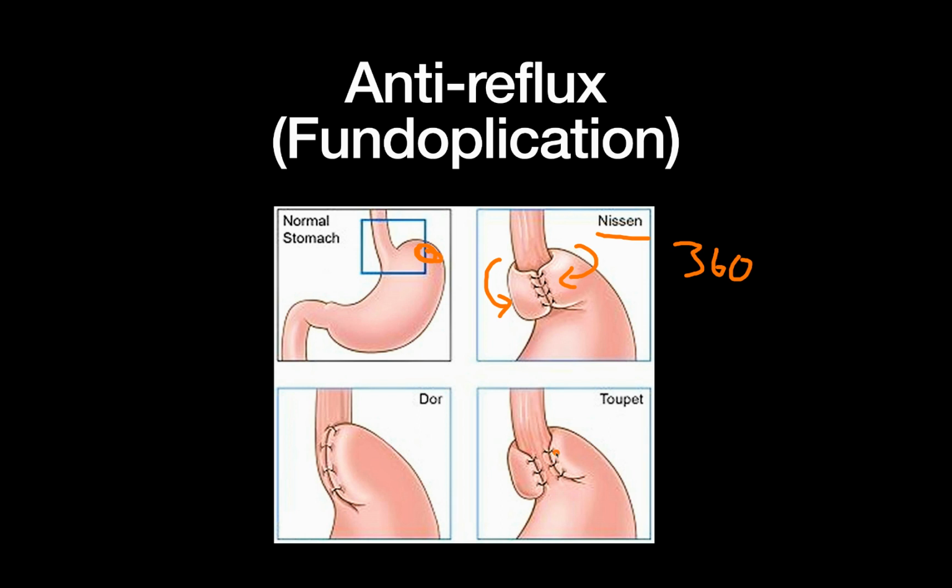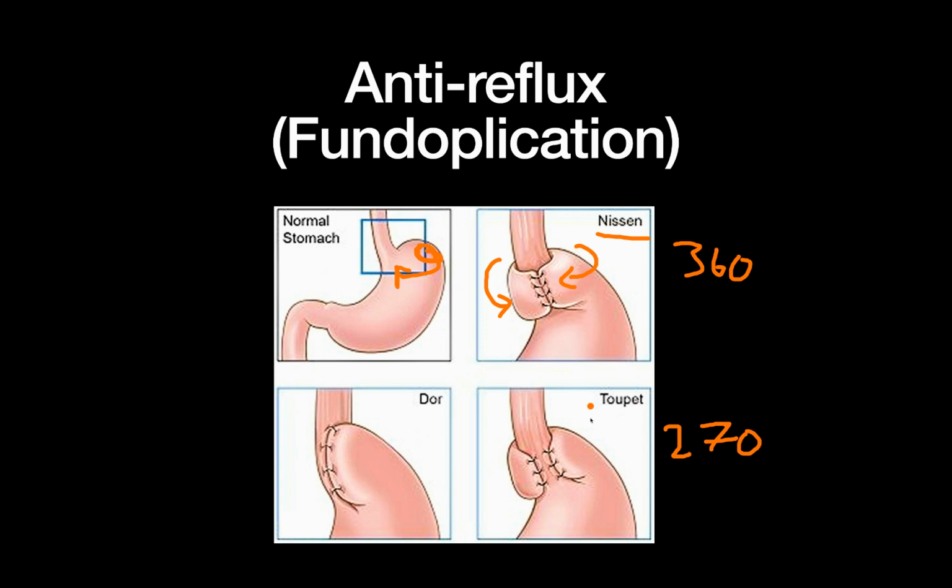You can do a Toupet, which is like a Nissen, but not all the way around, which is more of a 270-degree wrap. Again, you take that fundus, wrap it around each side, but you just don't bring it all the way together in the front. And then finally, there's a Dor fundoplication, not spelled the same, but I like to think of this as like closing a door. You're essentially just taking the fundus here and just folding it in front of the esophagus there.